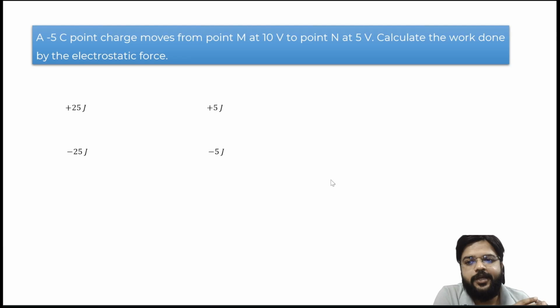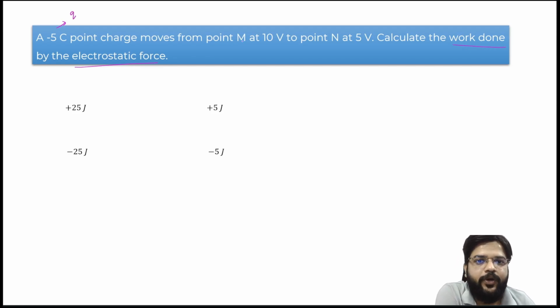Now let's see one question, everyone, on the basis of this concept. A minus 5 coulomb point charge is moved from point M at 10 volt to the point N at 5 volt. Calculate the work done by the electrostatic force. So here we want work done by the electrostatic force, everyone. So here Q value is how much? It is minus 5 coulomb.